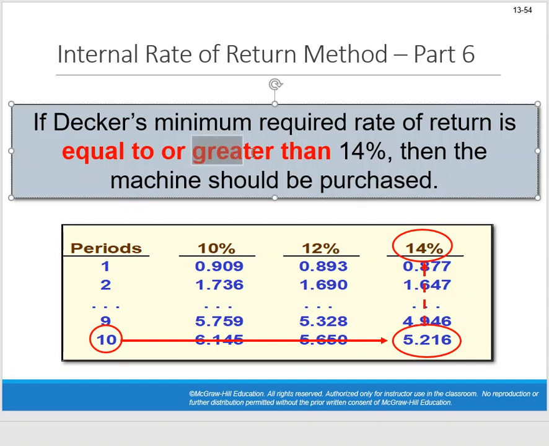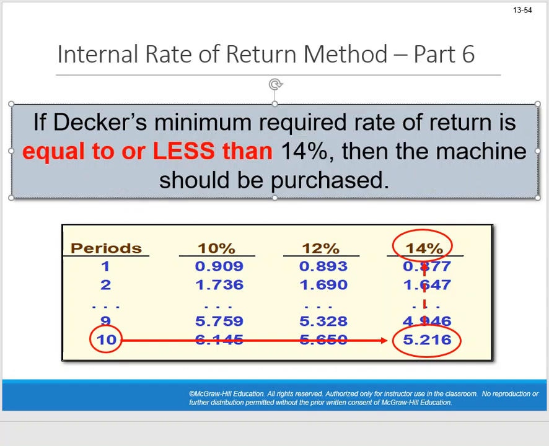How about there? That makes more sense. If the minimum required rate of return is equal to or less than 14%, so our minimum required return is 14% or less, and this project yields 14%, then we should purchase it. If our minimum required return, though, is more than 14%, so we have a required rate of return of 16%, well, this project only yields 14%, and therefore we're not going to want to do it.